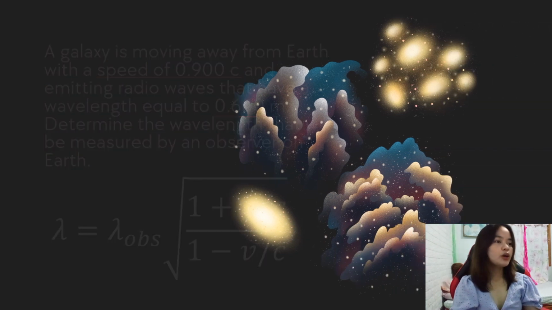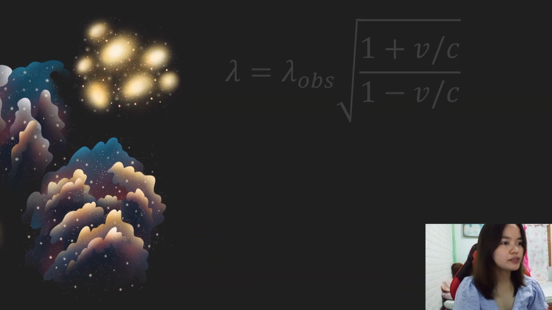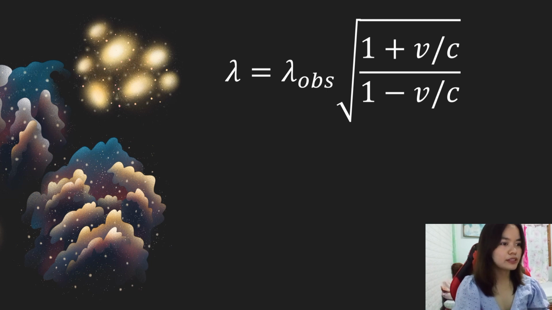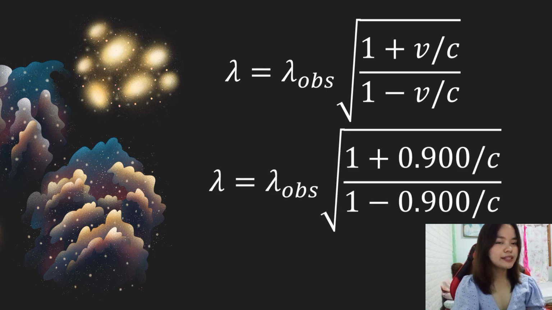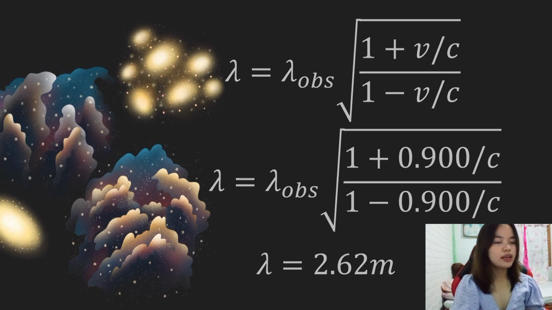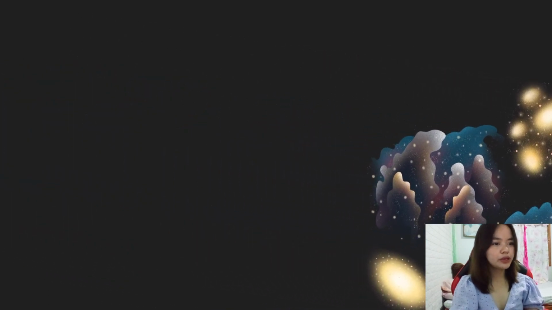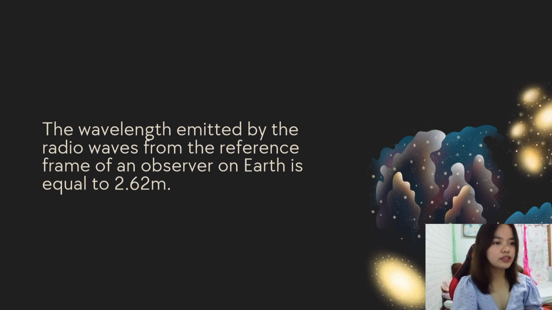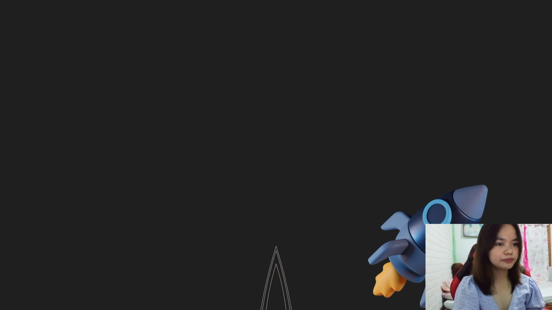Using the formula, we will substitute the given values and we will have this. The answer will be 2.62 meters. The wavelength emitted by the radio waves from the reference frame of an observer on Earth is equal to 2.62 meters.